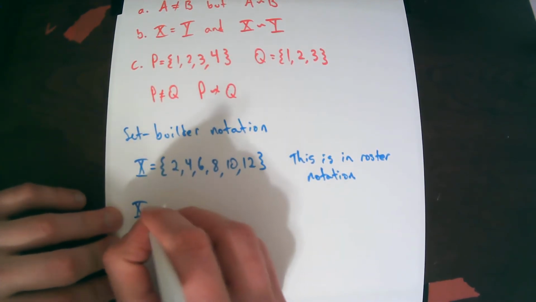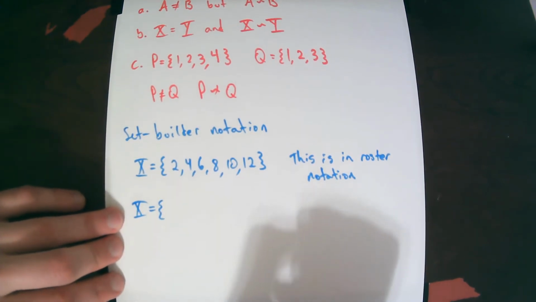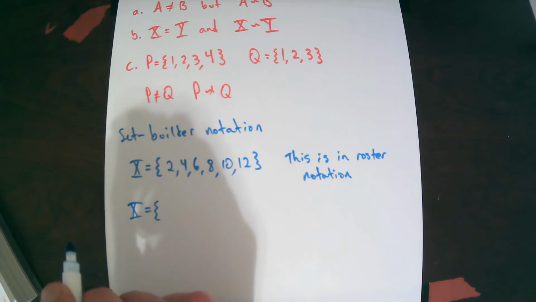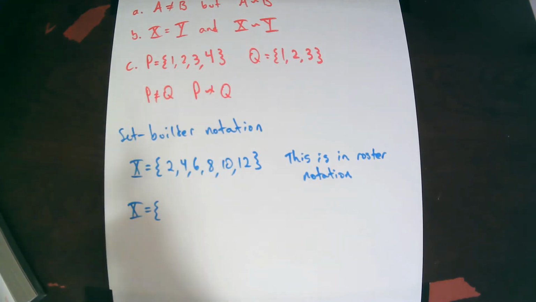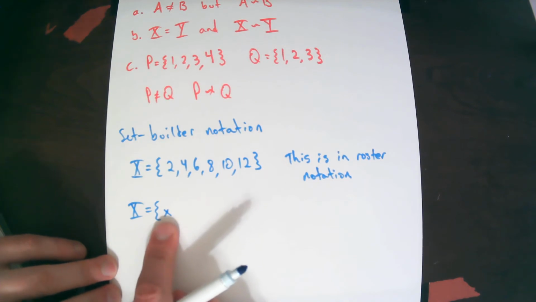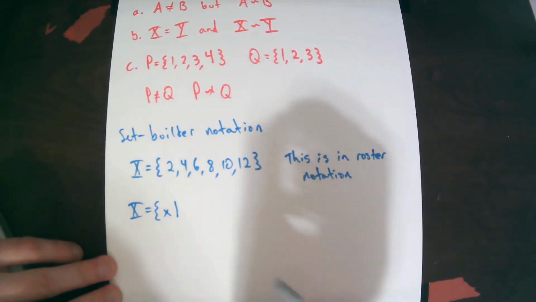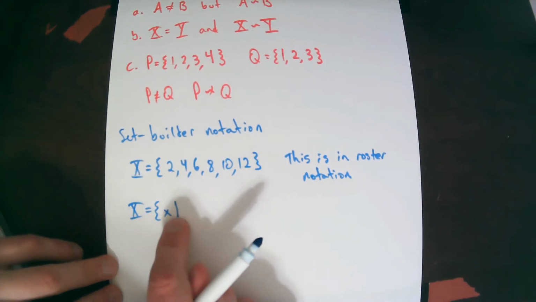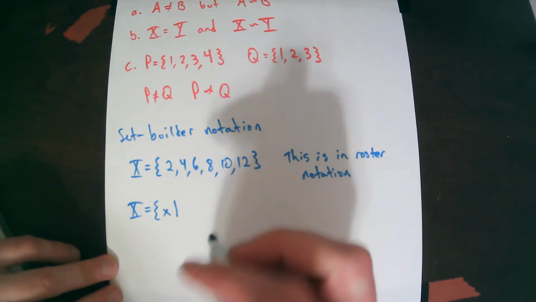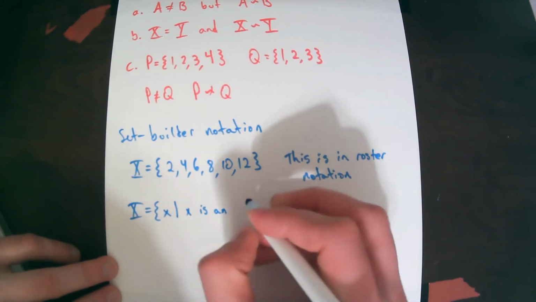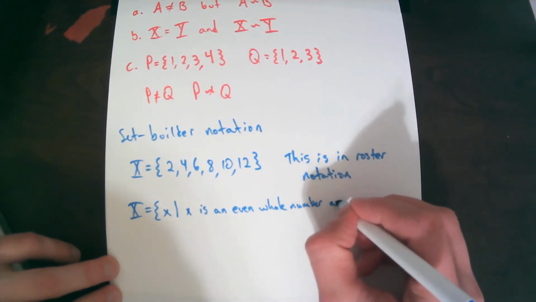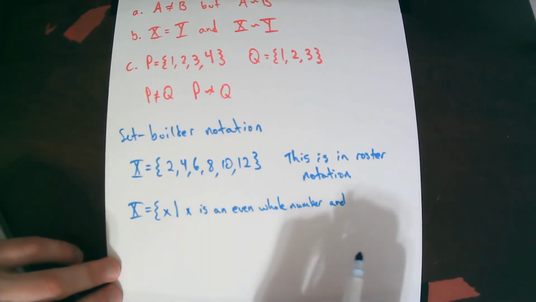Here's what I can do. I will say X is the set of all the elements. Okay, X is the set of all elements x, so I just name arbitrary elements of X here with a little x. Why not? Keep the letters the same, just for organization's sake. Such that, so this bar is a new symbol, it's a lone bar, and it means such that, x is an even whole number, and so it's an even whole number.